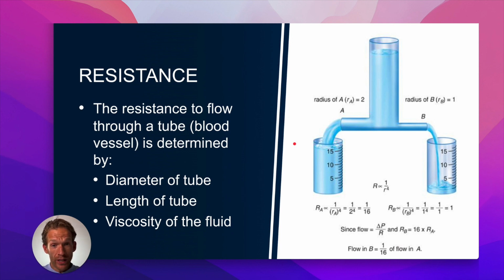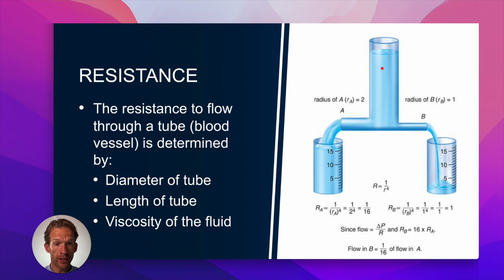But how the body regulates this is by changing the diameter of the tubes that the blood is flowing through. So the diameter is something that will have an effect on the resistance. The length of the tube will have an effect on the resistance, and the viscosity of the fluid, water or blood, depending on what you look at, will have an effect on resistance.